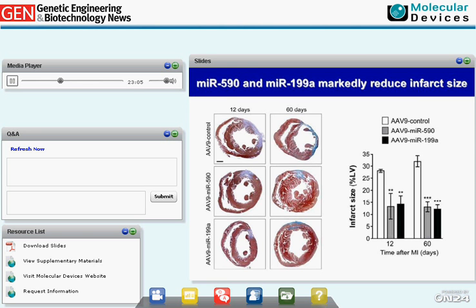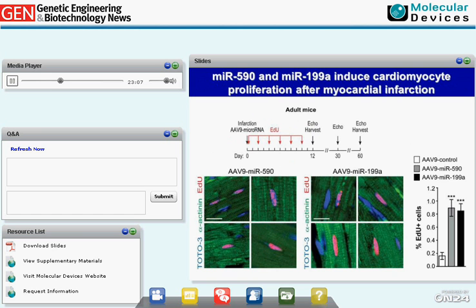infarcted tissue. And if we look more carefully at the border zone of the infarction, we can see cells positive for EdU in the animals treated with the AV encoding for the microRNAs, showing that at least part of the regenerative capacity of these hearts was due to increased proliferation induced by the microRNAs.